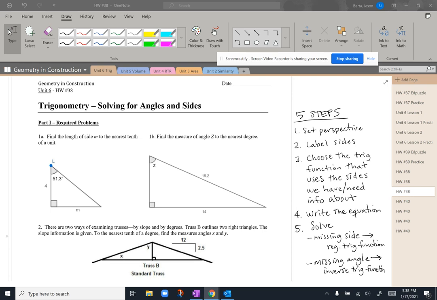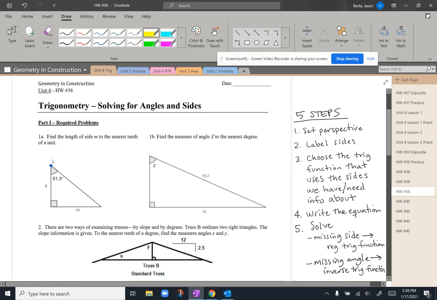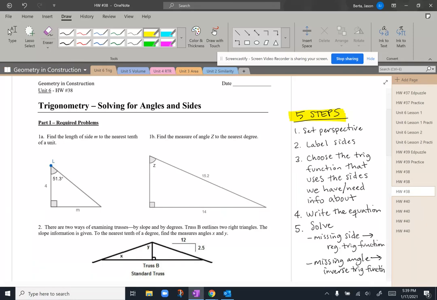Hey, this is a quick review of problems 1 and 2 from homework number 38. In order to give you some scaffolding about how to solve these problems, I set up a 5-step procedure here that I'm going to use to solve each one of these. I recommend you write these 5 steps down in your notebook and then follow them yourself as you're solving these kinds of problems.